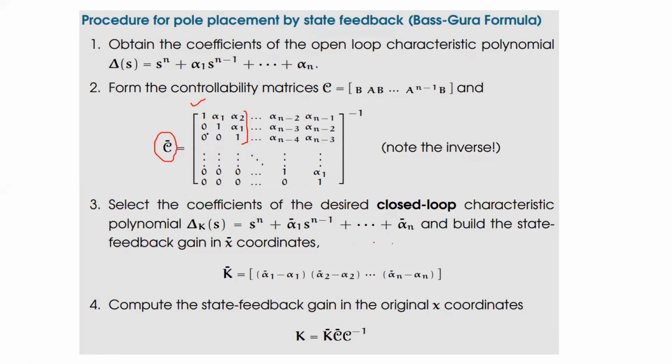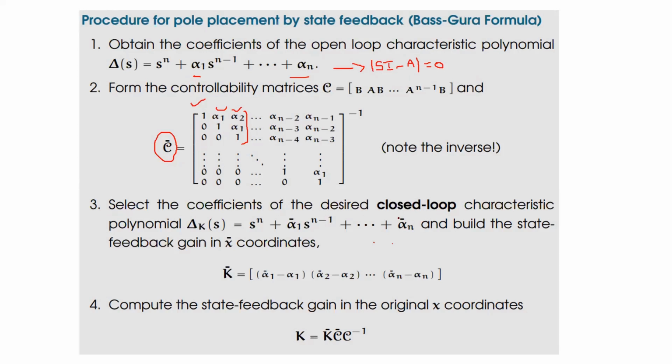1 alpha 1 alpha 2, 0 1 alpha 1, 0 0 1. Now, what are alpha 1 and alpha 2? We have to calculate these from the open loop polynomial. We can obtain this polynomial from the characteristic equation, the determinant of sI minus A equal to 0. If you know the polynomial values, then you can find this matrix with respect to the inverse. There you can get the E bar matrix.